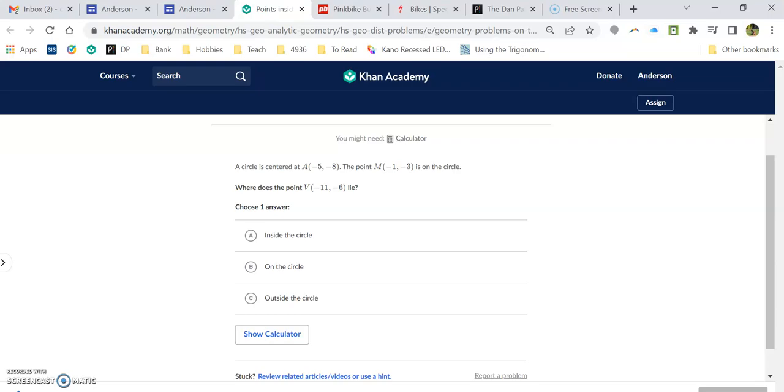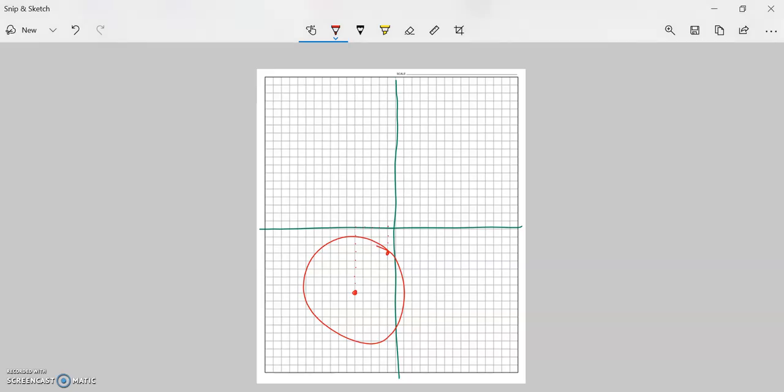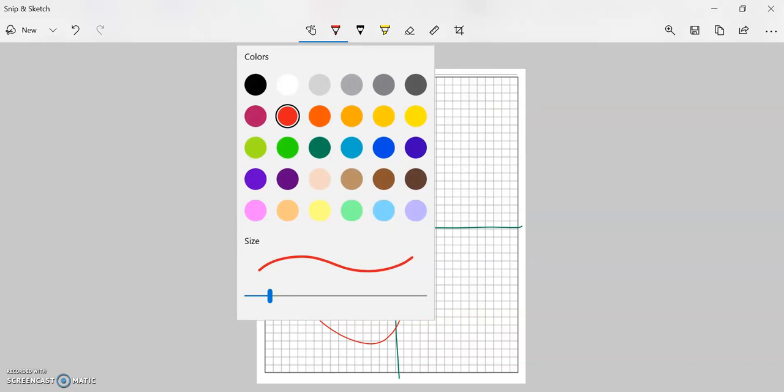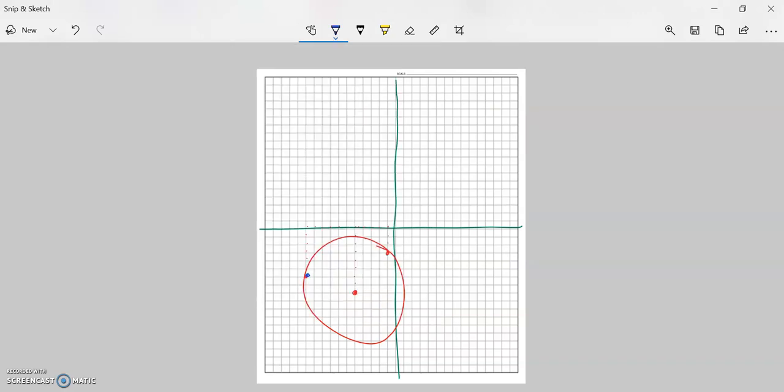And then -11, -6. So 1, 2, 3, 4, 5, 6, 7, 8, 9, 10, 11. 1, 2, 3, 4, 5, 6. So this is the point. We need to do 2 Pythagorean theorems here. We need to do one going up to the point that we know is on our circle. So that is 5 up, and 4 over. So 5 squared plus 4 squared, that's 25 plus 16, which gives us 41, and square root both sides.